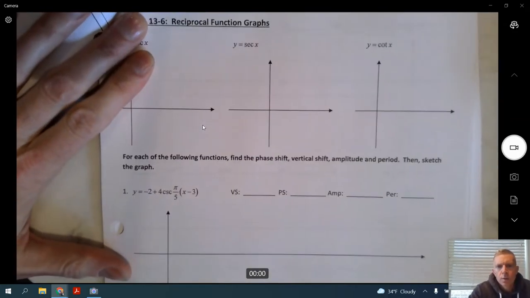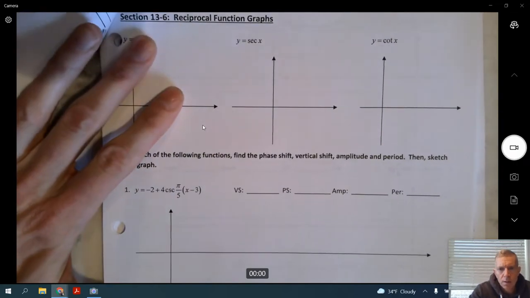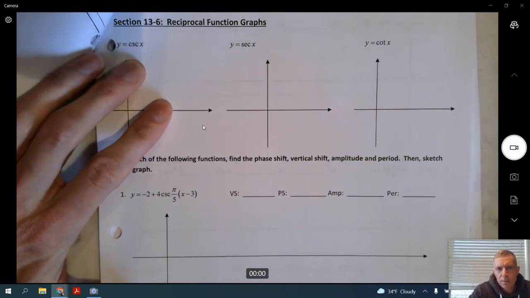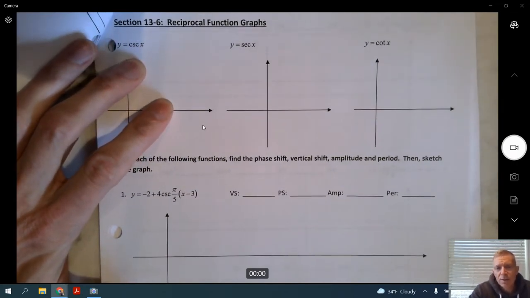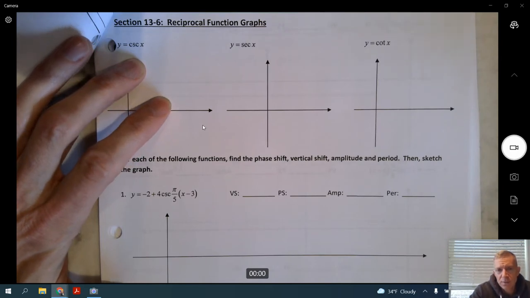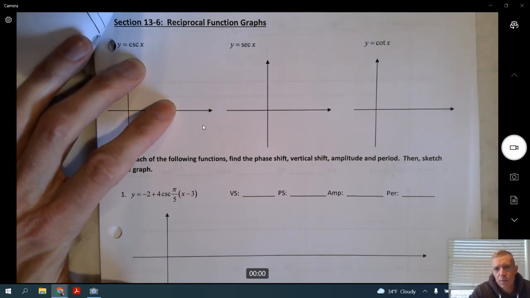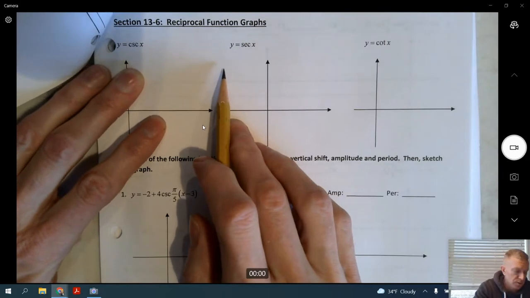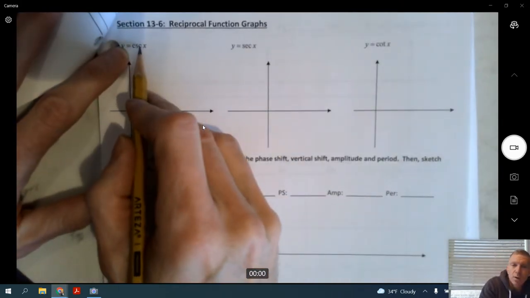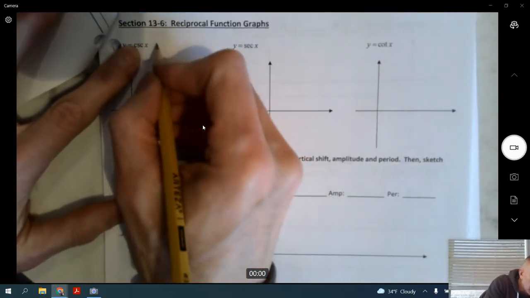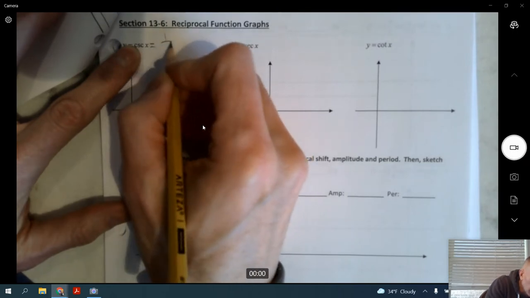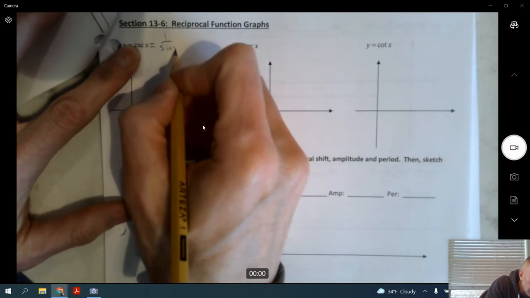These aren't too bad. Basically, if you're good at graphing the sine and cosine and tangent functions, there's just one additional step you have to do when graphing the reciprocal functions. The cosecant function, remember what that is? It's the reciprocal of the sine function, 1 over the sine function.